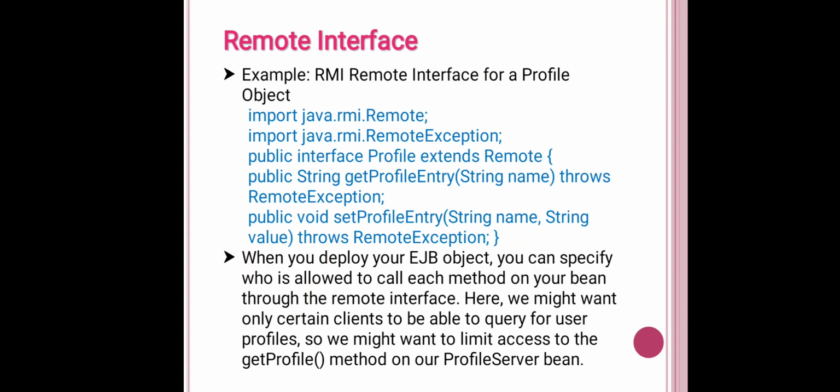Example for remote interface for a profile object as shown below. When you deploy your enterprise Java bean object, you can specify who is allowed to call each method on your bean through the remote interface. Here, we might want only certain clients to be able to query for user profiles. So, we might want to limit access to the getProfile method on our profile server bean.